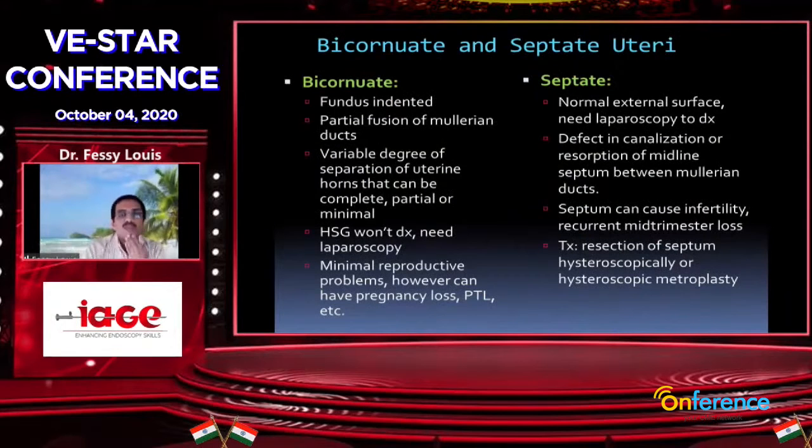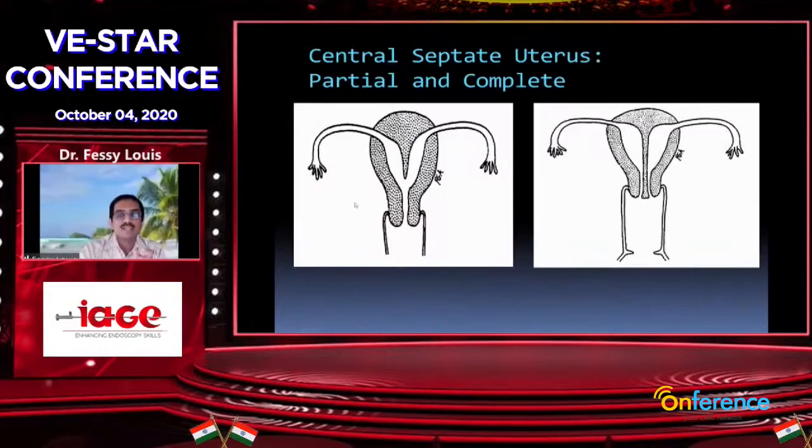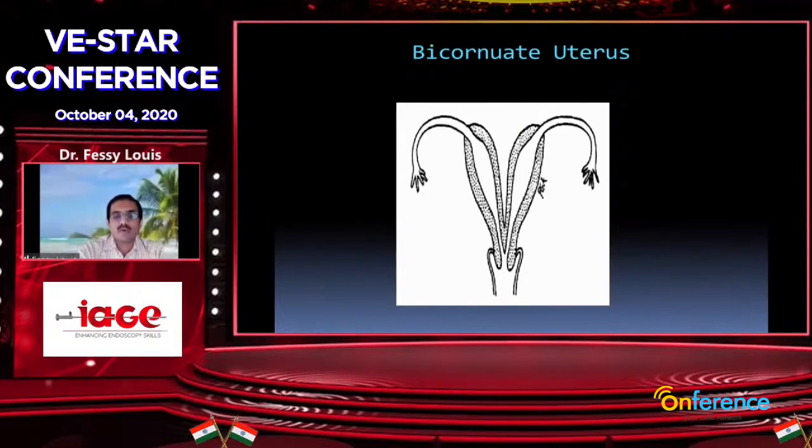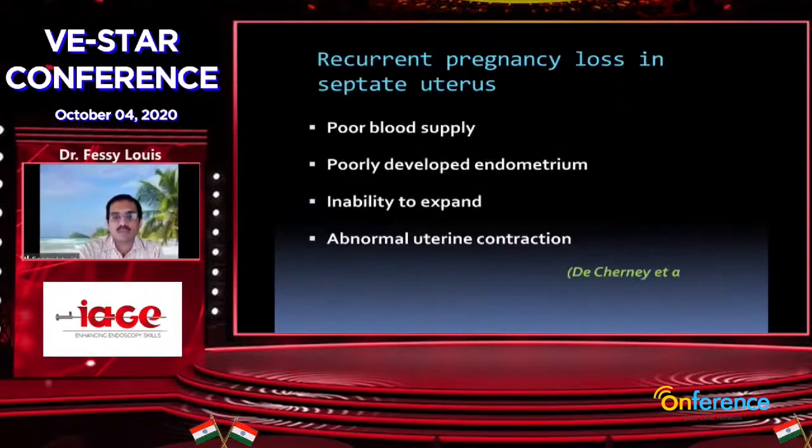This is just to tell the difference between septate and bicornuate uterus. And in the central septum, you can see it can be partial or complete. And depending on the cervix involvement, we can differentiate, as we told in the initial CONUTA classification. And we have to differentiate between bicornuate. In doubtful cases, we have to combine with laparoscopy to see that.